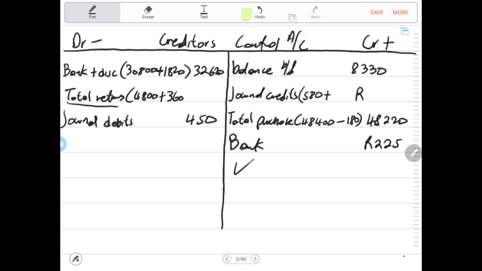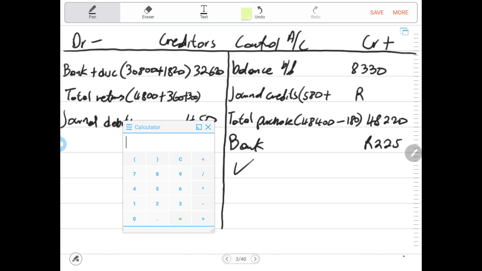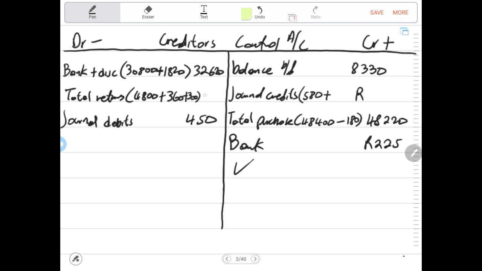There is our total returns. Our total returns are less by 300. So let us increase our total returns by 300. Then I think with this one now we are done. 4,800 plus 360 plus 300 rands. This gives us 5,460. We are sitting at 5,460 rands. This is our total returns.